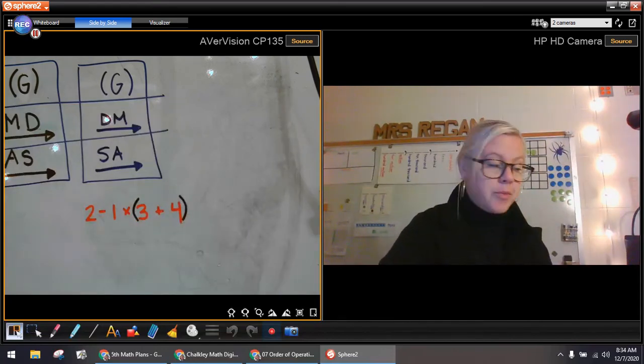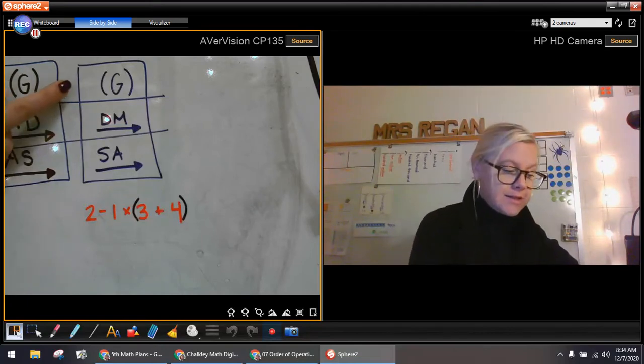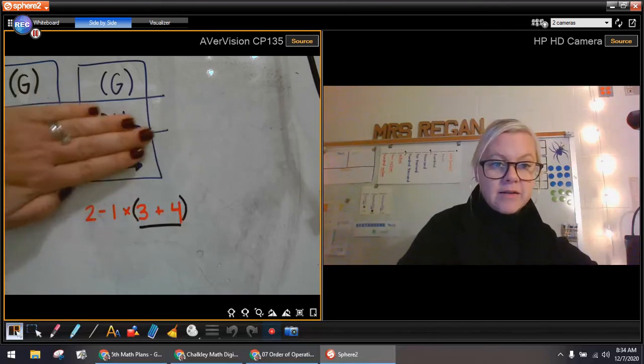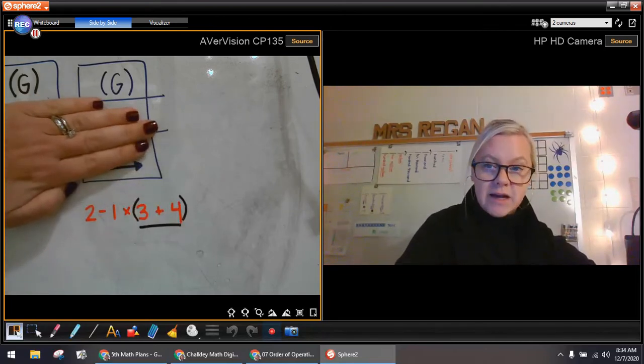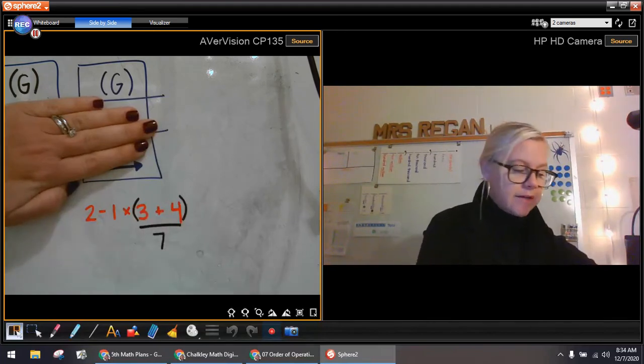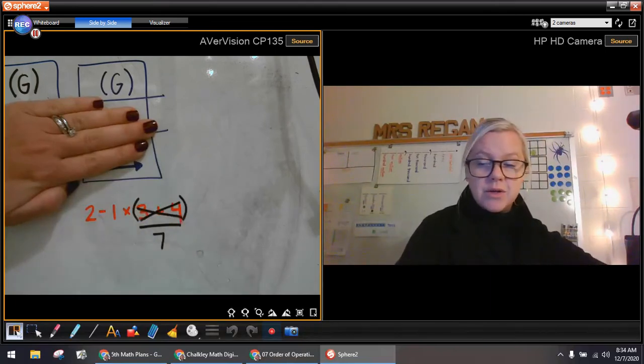Do I have a grouping symbol now? I do. I have a grouping symbol, this 3 plus 4. So that means before I look at anything else, I have to solve what's inside that group, those parentheses. 3 plus 4 is 7. So I'm going to write the 7 down there. And then I'm going to scratch out 3 and 4 because I've used the numbers. I can't use them again.